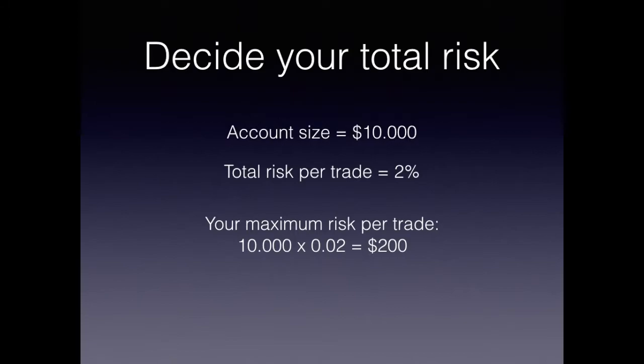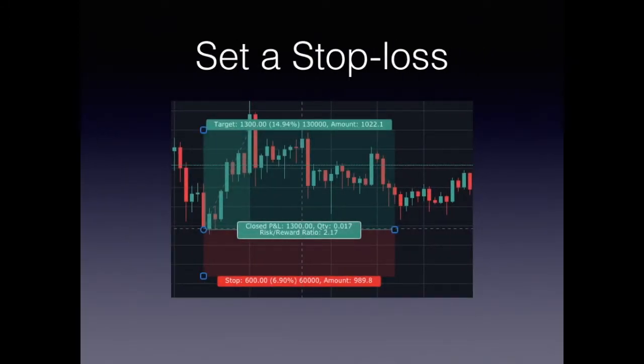Of course, some people might be willing to risk more than 2%. Also, some people can be more conservative and they would want to risk only 1% of their account size per trade. So, the first step of position sizing is to decide your total risk per trade. For example, let's say that our account has $10,000 of balance, and our total risk is 2% of the account, which equals $200.